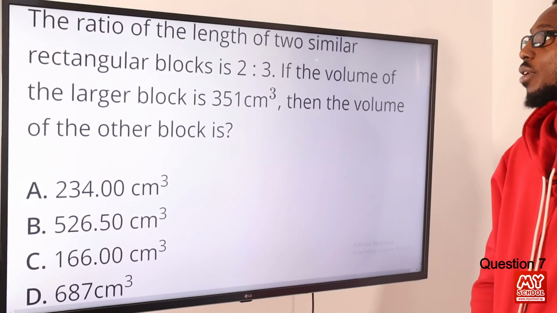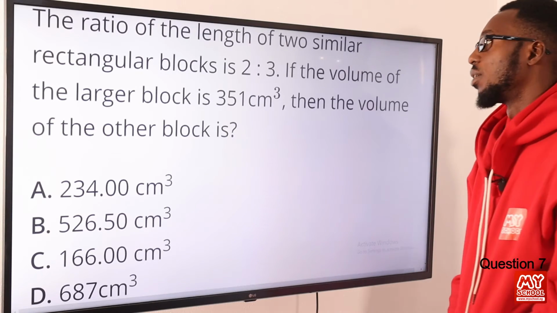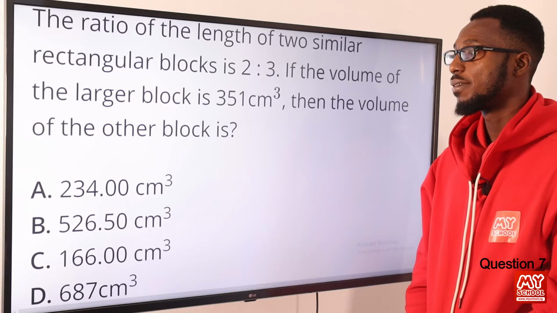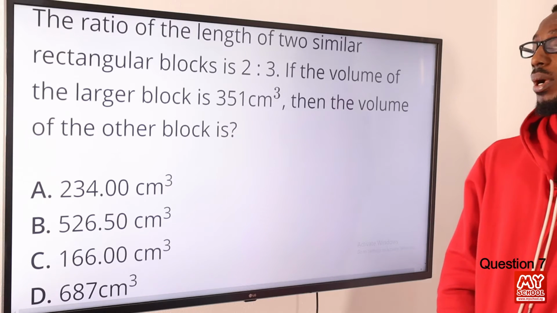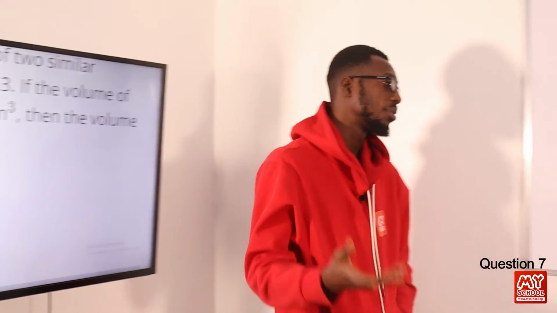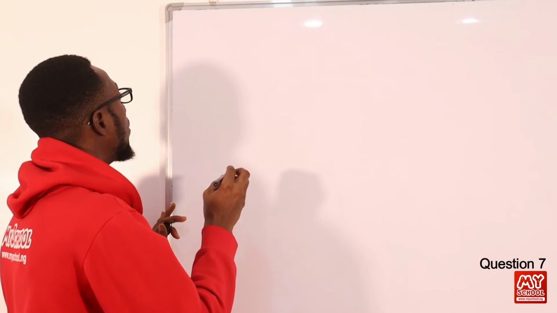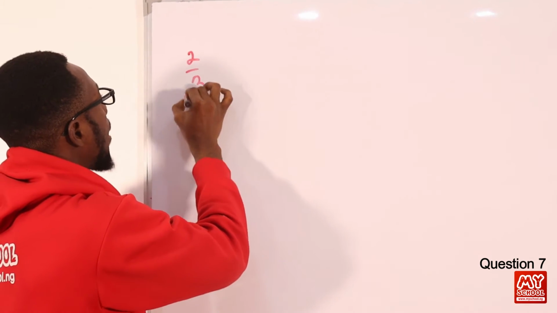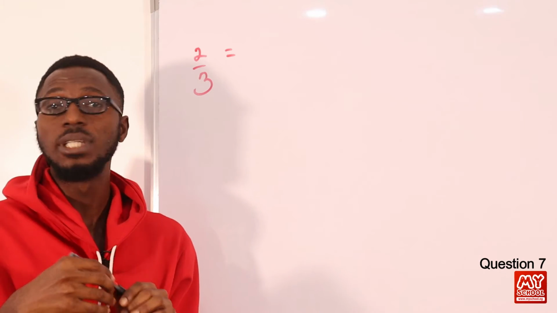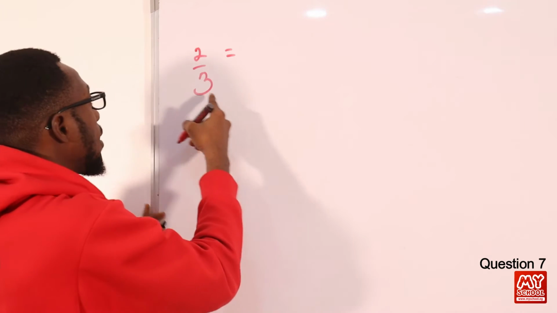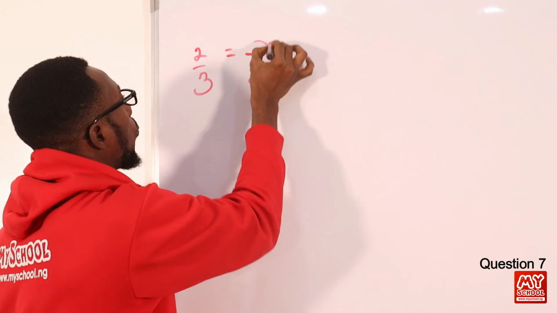7. The ratio of the length of two similar rectangular blocks is 2:3. If the volume of the larger block is 351 centimeter cube, then the volume of the other block is what? Okay, so I'm just going to use this. We know the ratio of their lengths is 2:3, or 2/3 equals, then we have the volume of the larger block, this is for the larger one, is actually 351. Of the smaller one, we do not know.